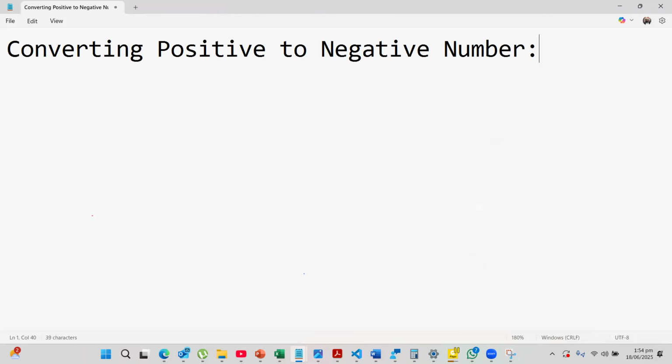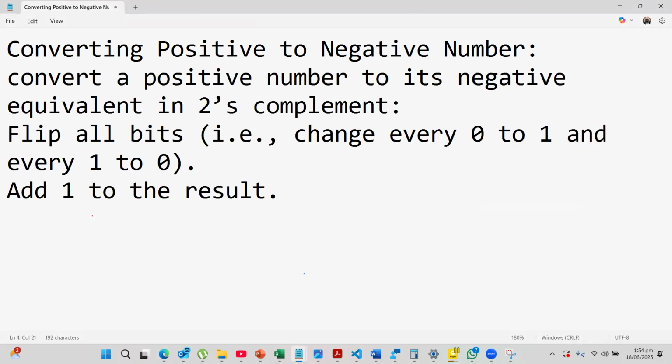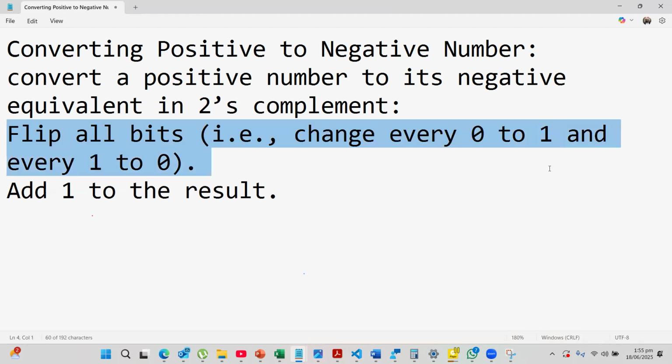First of all, I would need to convert a number to its negative two's complement. And how will I do this? I would need to flip all the bits. That is, wherever I see 0, I'll put 1 there. Wherever I see 1, I'll put 0 there. When I'm done, then I'll add 1 to it.